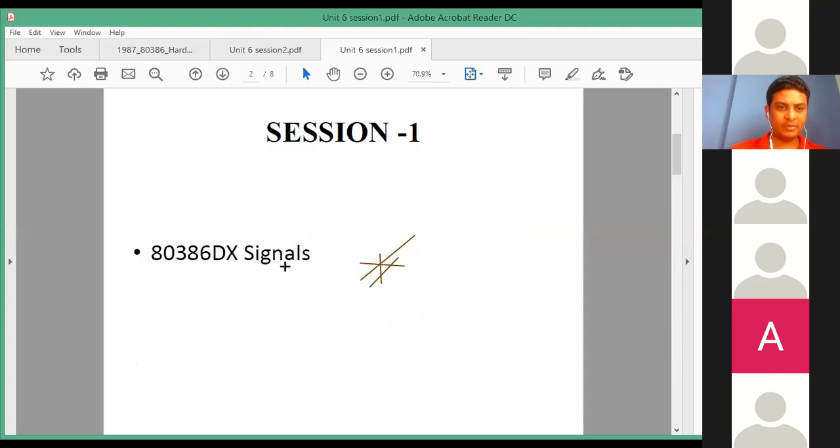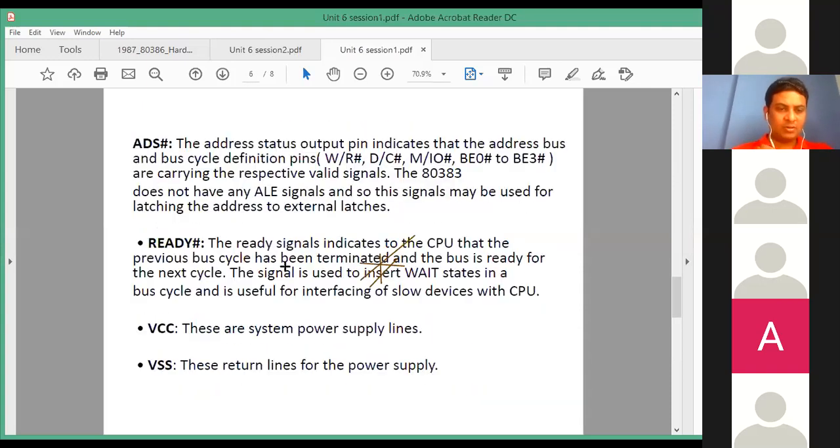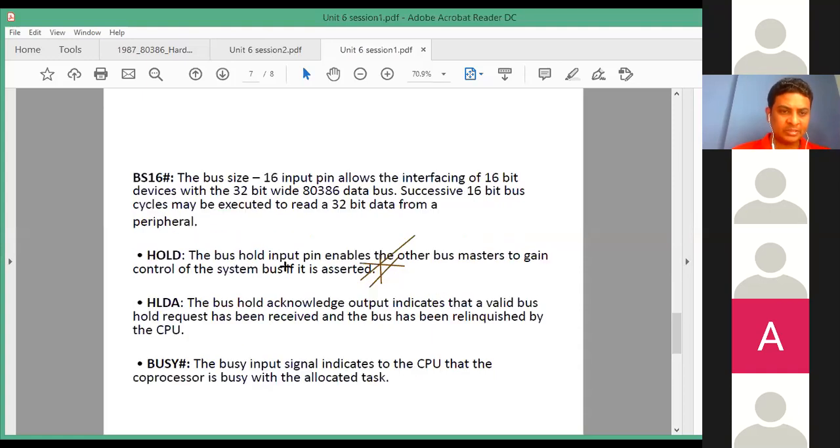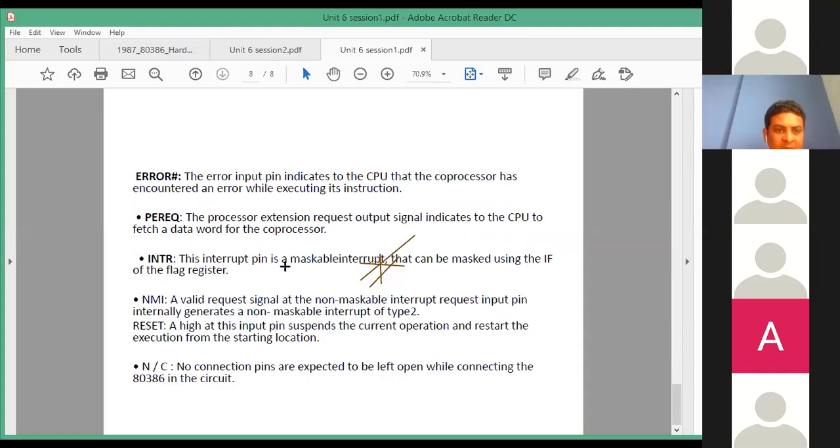Okay. Fine. So yesterday we left out a few pins. I think we stopped when we were discussing the error pin.